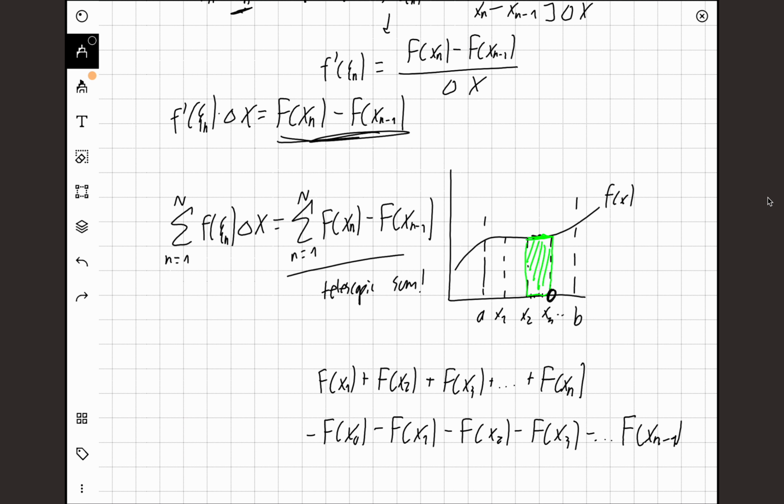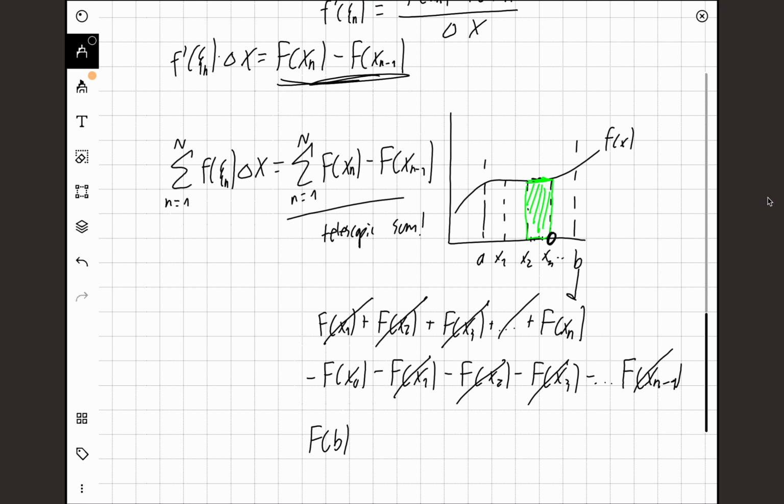So I get this sum over here, and we can see f of x1 with negative f of x1, f of x2 with negative f of x2, f of x3 with negative f of x3. All of these terms cancel. The xN minus 1 term will also cancel with the term here. The only terms that remain are f of xN and f of x0, which are exactly the endpoints of my interval. This is b, and this over here is a. So what I'm left with in this telescopic sum is just f of b minus f of a. And this is a remarkable result.